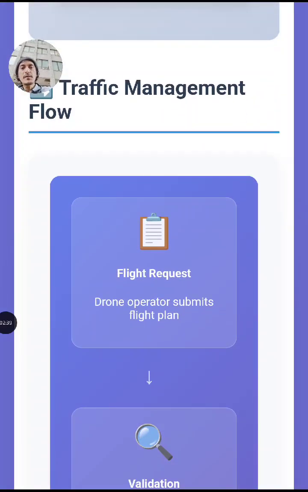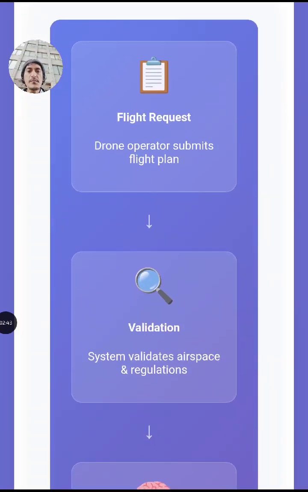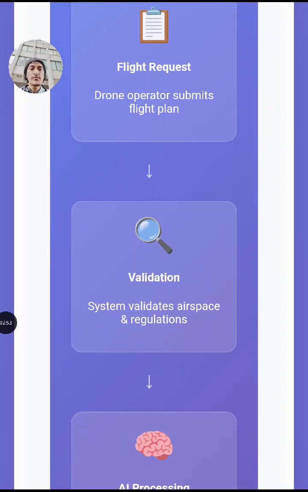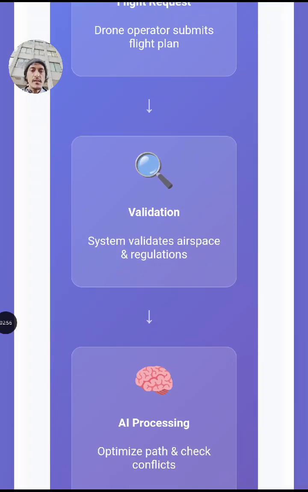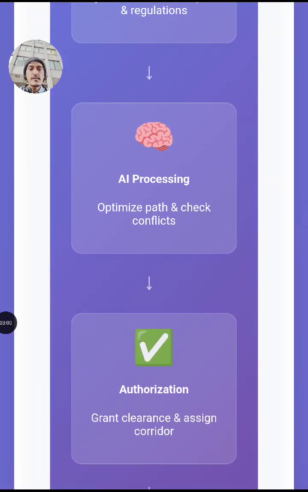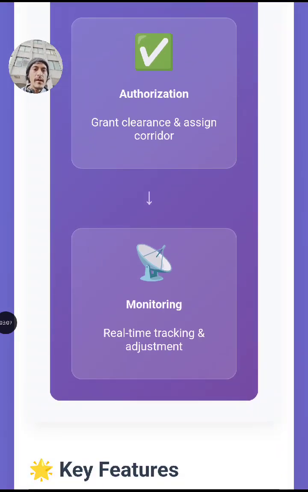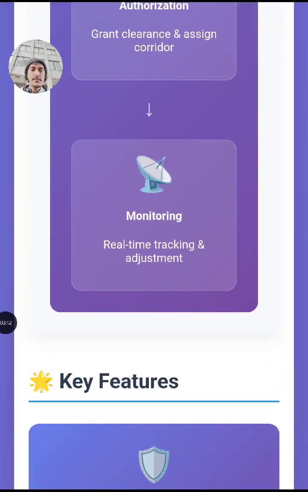So a typical traffic management flow would be like this. Flight request: the drone operator submits a flight plan. Validation: the system validates it against airspace and regulations. For example, compliance: which part of the airspace is navigable and which is not. AI processing: optimize the path and check conflicts. Then finally comes authorization, to grant clearance and assign the corridor to fly. As well as monitoring, always real-time tracking and adjustment.